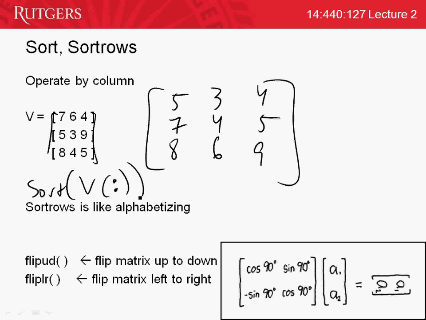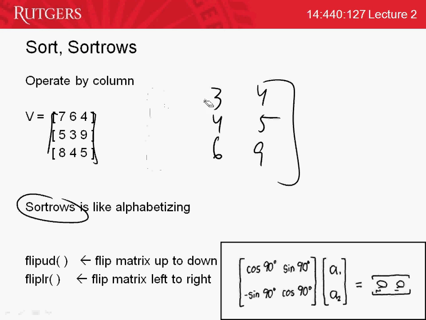So notice, we can sort the columns. Well, how do we sort the rows? I'll give you an example of how we don't sort the rows. We don't use the function sortrows. So there is a function called sortrows. It just doesn't do what you think it does from the name.